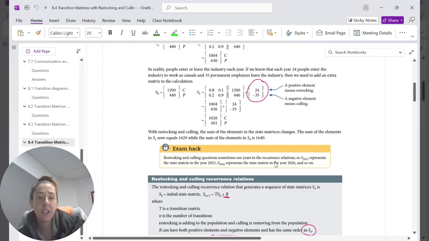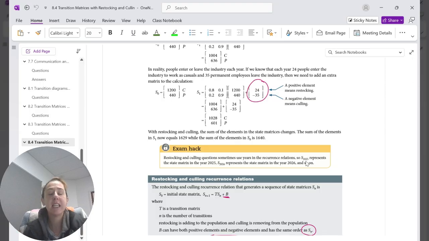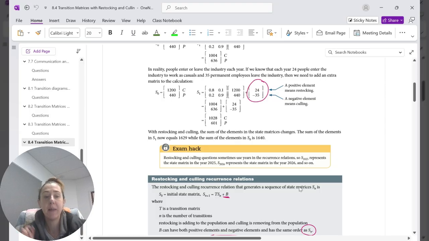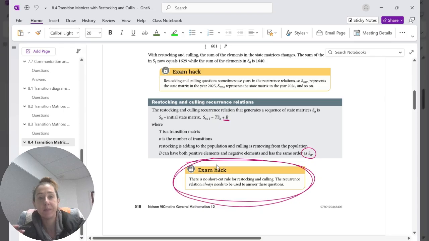Sometimes too, we actually use the years. So something to note is that this might not be that it's 2025 iterations. It's actually the year 2025. So just keep that in mind when you're working through with restocking and culling. It does make it easier to work with because you know where you're at.